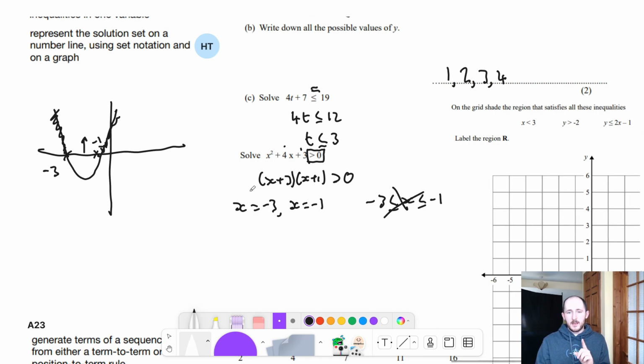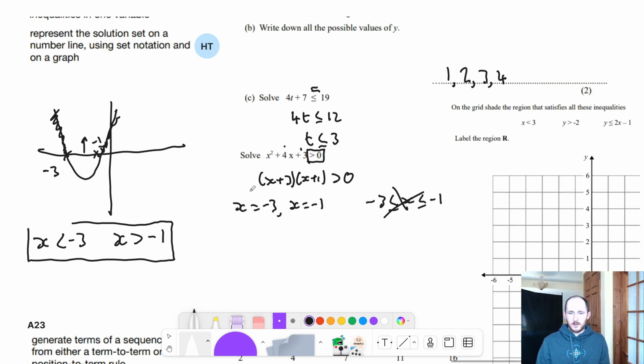That happens when we are less than -3, right? Because everything to the left of -3 would be less than it, and greater than -1. That's my answer. It's everything less than -3 and bigger than -1. Okay? Do not ever just assume this. Just quickly sketch the graph and check.